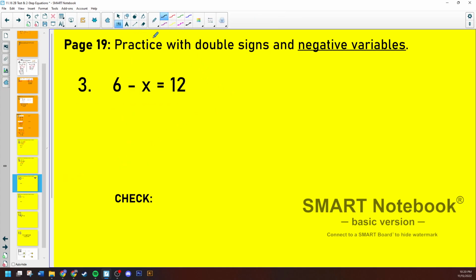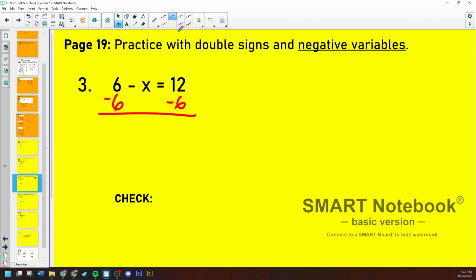So look at number 3. Okay, this one's a little bit different and kind of is going to relate back to what we were just doing with these 2 steps. So this is a little bit weird, but there are 2 steps here. So I have a 6 that I want to get rid of. Okay, it's a positive 6. Well, the way to undo or invert that 6 is to subtract 6.